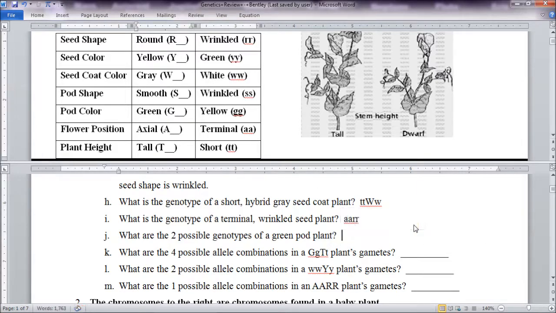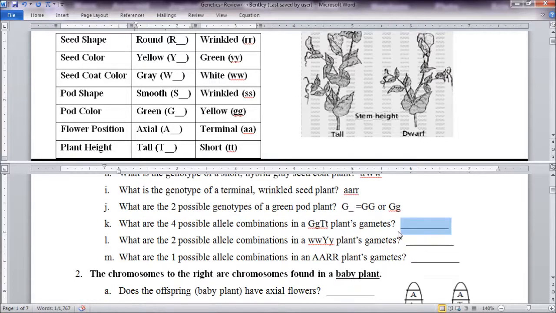So letter J, what are the two possible genotypes of a green pod plant? Well, the green pod is a dominant trait, so it is G and something, which could be big G, or big G, little g. Either one gives you the same trait, green pea pods, because it's dominant, it wins.